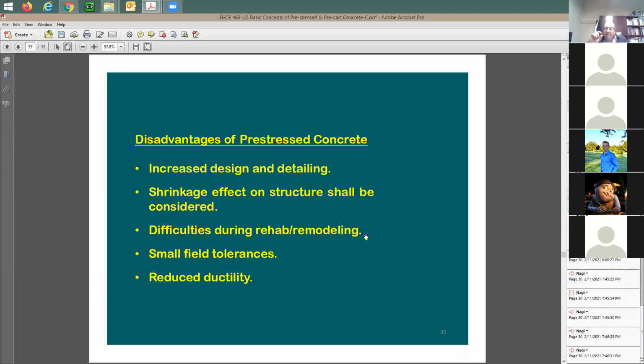Don't forget that the beam itself, when it remains uncracked, is going to be very brittle. Deflection is going to be very small. So no ductile performance.